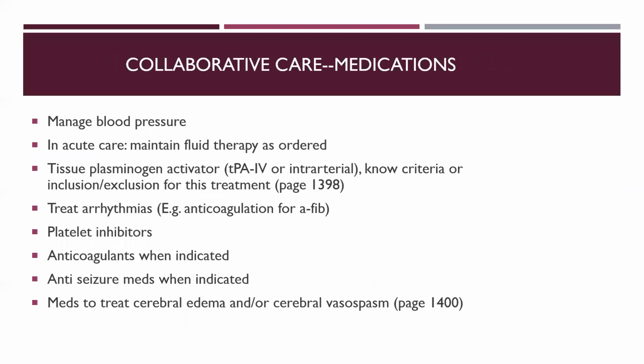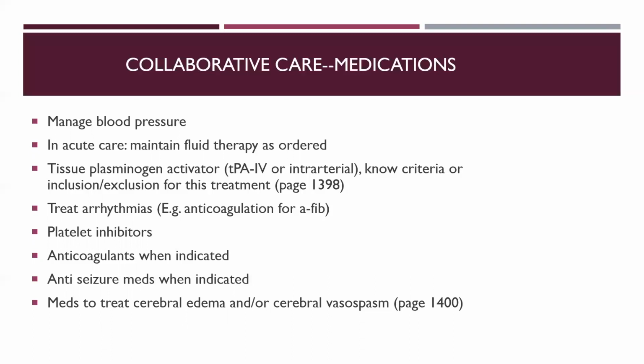So the collaborative care, we're going to be managing the blood pressure, again, highs or lows. In acute care, we're going to make sure that we're maintaining their fluid therapy, of course, as ordered. So the TPA, I want you to understand the criteria for inclusion or exclusion for this treatment. Understand that it is used for ischemic stroke only, which is one of the reasons why we're getting that CAT scan right away, so we can decide what we're going to be doing.